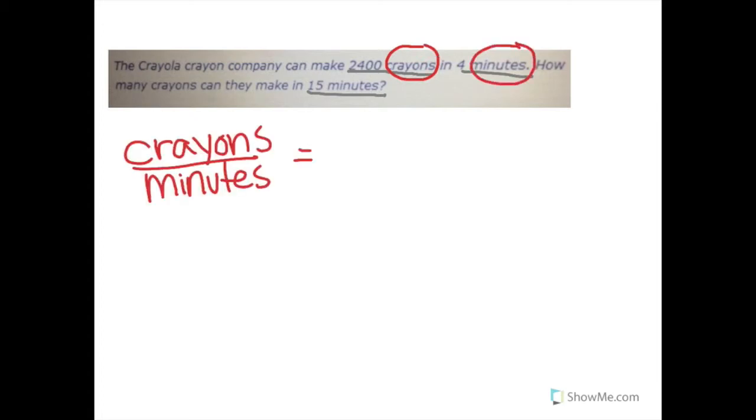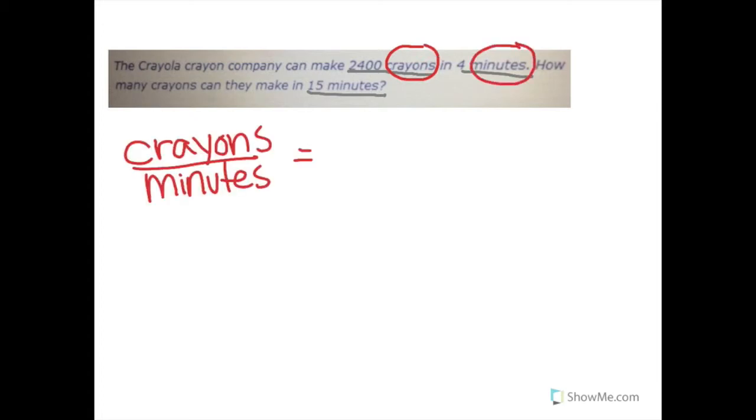With this one it says the Crayola Crayon Company can make 2,400 crayons in 4 minutes. How many crayons can they make in 15 minutes? So the two things that I'm talking about are crayons and minutes. So I'm just going to set that up.